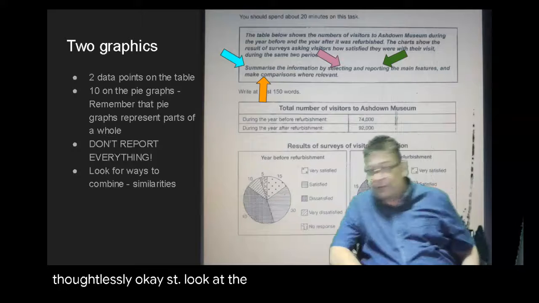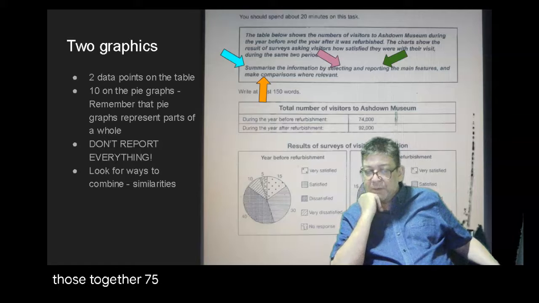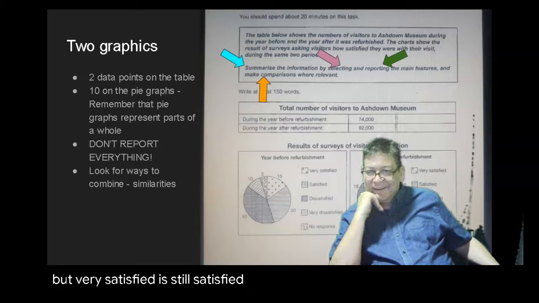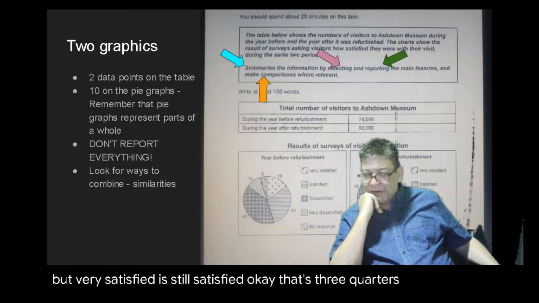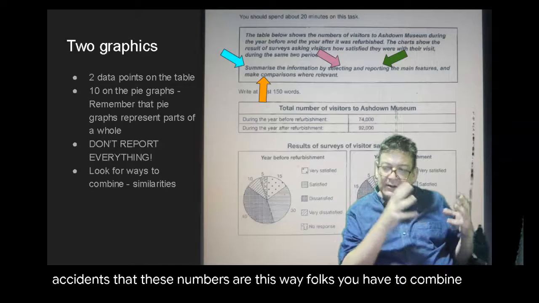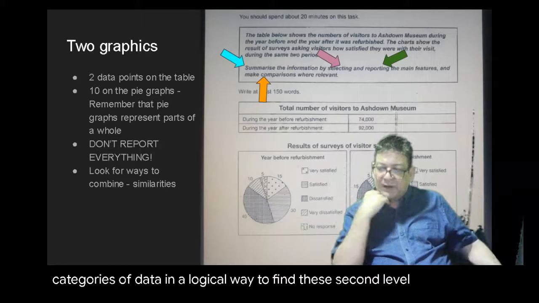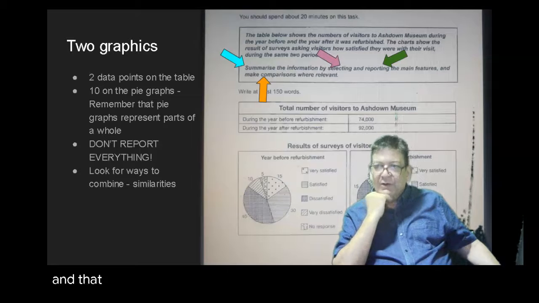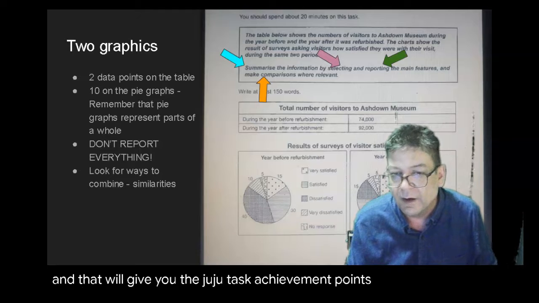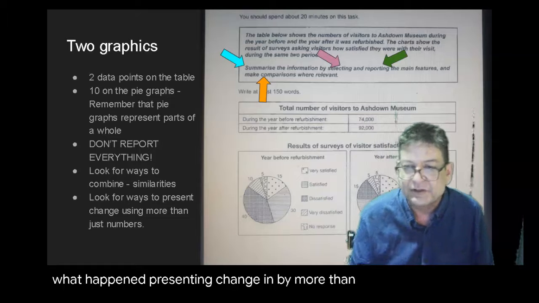Okay? Look at the after refurbishment chart. Yeah? 35 and 40, add those together, 75. Those are people who are satisfied and very satisfied. But very satisfied is still satisfied. Okay? That's 3/4. These aren't accidents that these numbers are this way, folks. You have to combine the categories of data in a logical way to find these second level comparisons. And that will get you the Juju task achievement points. All right, so, yeah. So, what happened? Presenting change by more than just numbers. Let's go back and look at the table.